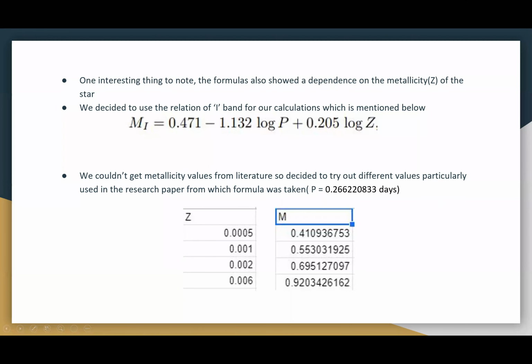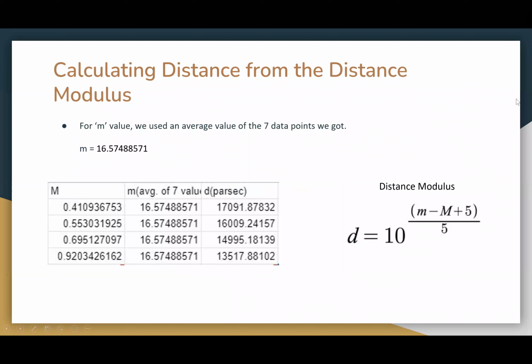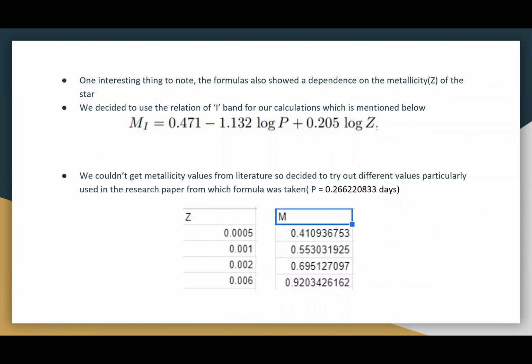One thing we noted was that the formulas also showed a dependence on the metallicity of the star. So in different bands, the apparent magnitude did not depend just on the time period of the variable star, but also on the metallicity of the star.